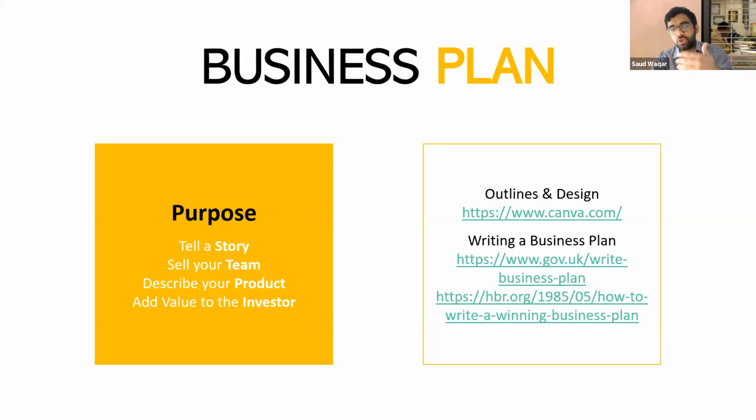So when you're telling your story, you have to tell them that your team is the best at this and you're going to execute on it. You're not just going to give up halfway through. You have to describe your product or service, and then you have to tell them how you're going to add value to the investor. So you keep these 4 points in mind, and then go about making your business plan. You might see that the outlines or the headings change, and that's okay. But the purpose has to remain the same.